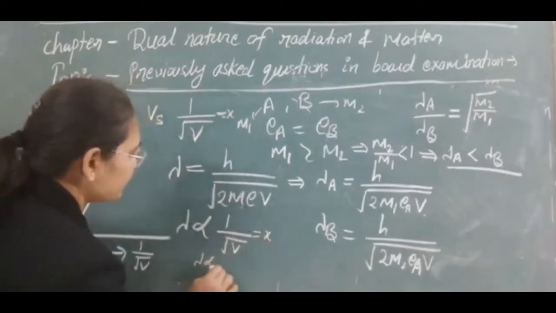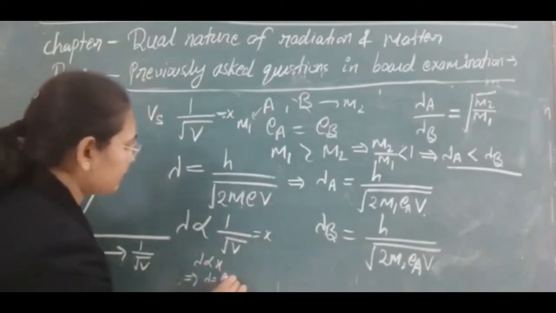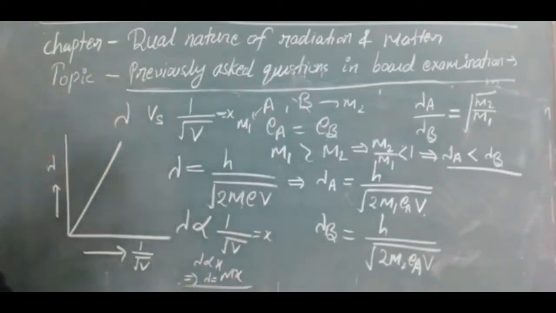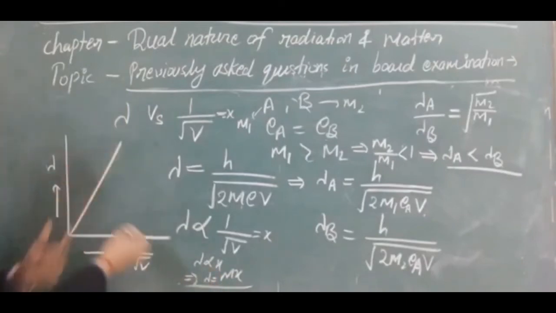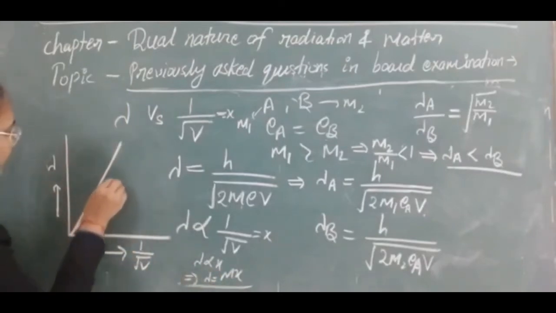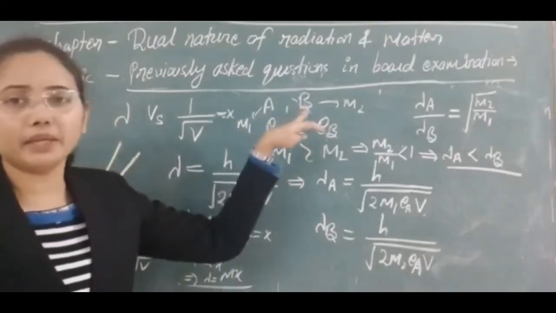Then lambda is directly proportional to x, or you can write lambda is equal to mx something. Yeah? So this is representing a straight line equation, so obviously it will represent a straight line. So two straight lines we will get for the two particles A and B.